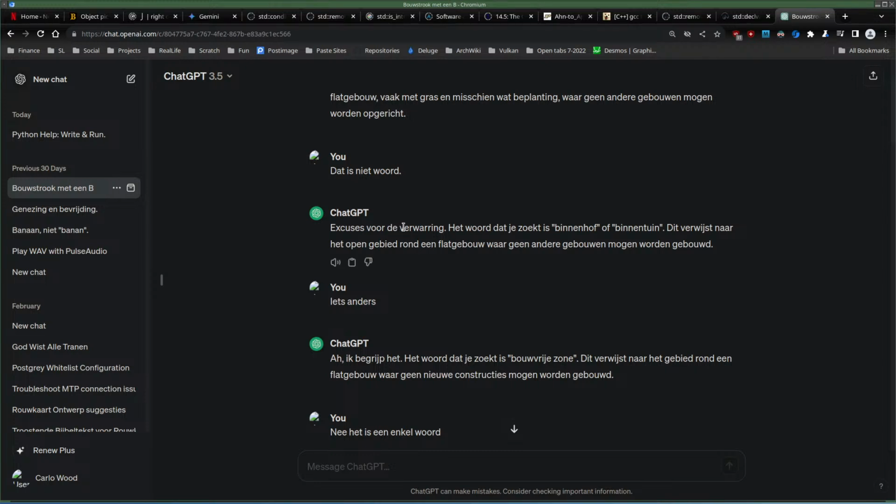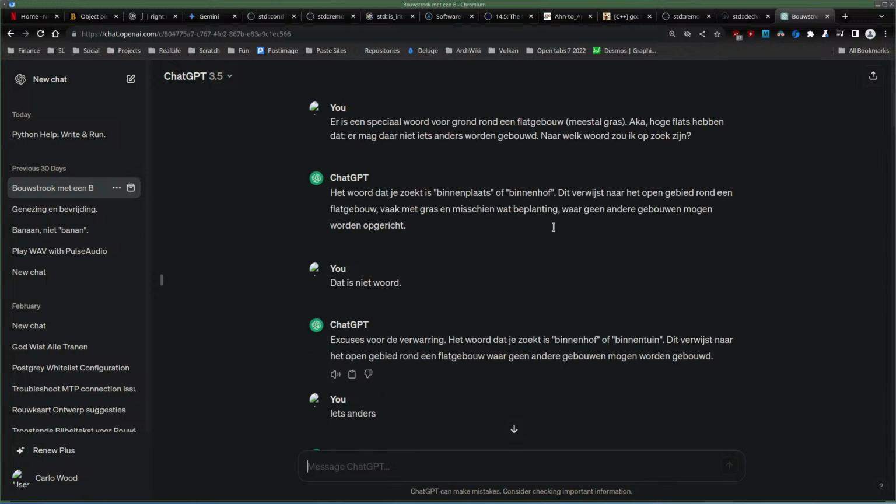Oh, excuses for the confusion. The word that you're looking for is binnenhof. That's like the same word. I just told it it's not a word. It repeats it. What the fuck, dude? How intelligent can it be?